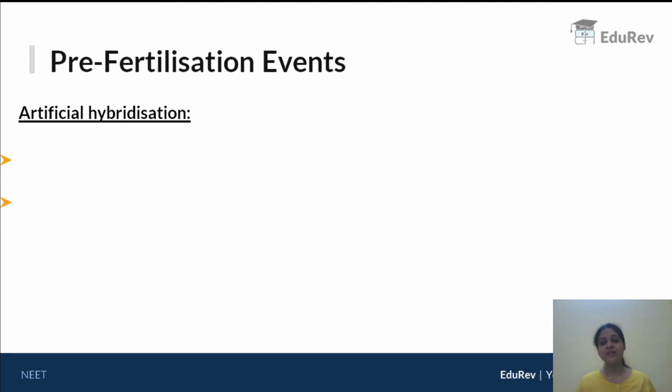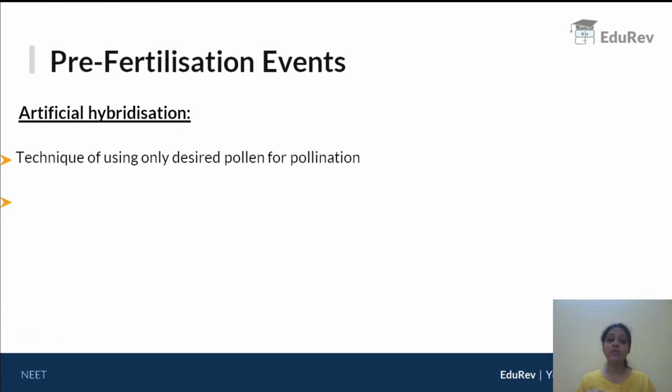So hybridization basically implies that you're bringing two different plants together, but here artificially, so artificial hybridization. So artificial hybridization is mainly a technique by which we allow pollination between two plants of our choice. So it is a crop breeding program. It is an event in the crop breeding program. Okay, so a technique that uses only desired pollen for pollination. So you're bringing the two plants of your choice together.